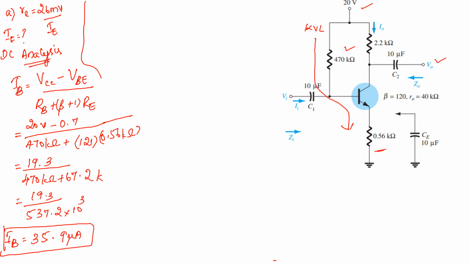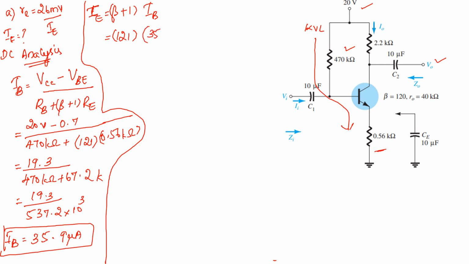Once you have calculated the value for IB, can you calculate what is IE? What is the relationship between IB and IE? You know that IE is equal to beta plus 1 into IB. So beta is equal to 120. 120 plus 1, it is 121 into 35.9 microampere. So when you calculate it, you will be getting 4.34 milliampere. So now you have got the value for IE.